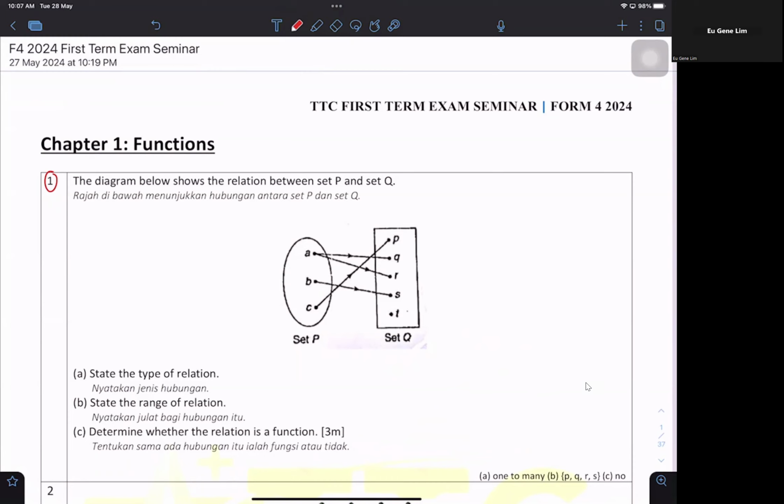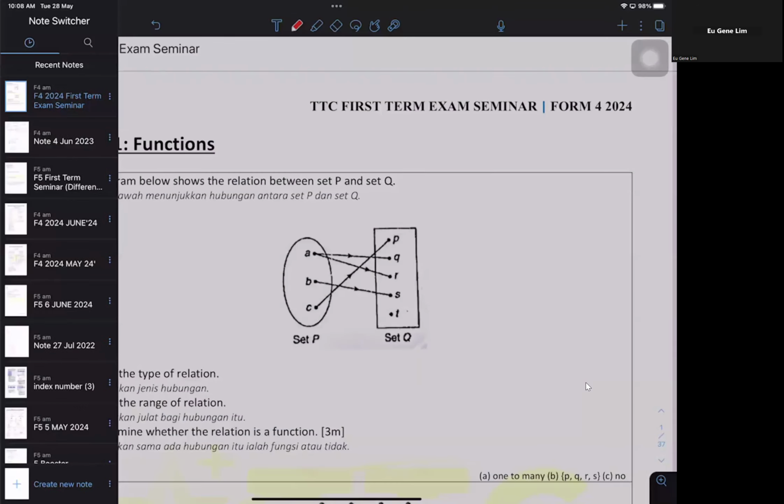Okay, let's start now. First, you treat this seminar as an extra class, understand? No matter what subjects, because your exam is coming, right? Today we will discuss chapter 1 and chapter 2, function and quadratic. First we quickly go through all the basics.